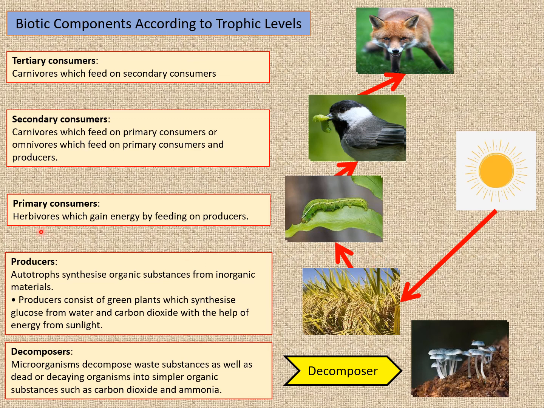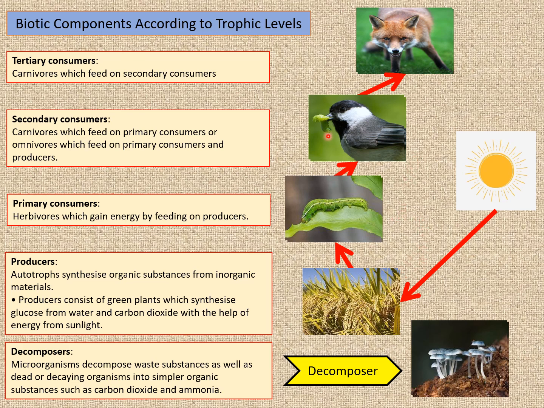The next one is primary consumer. Example here is caterpillar. Herbivore which gains energy by feeding on producer. The next one is secondary consumer. Carnivore which feeds on primary consumer, or omnivore which feeds on primary consumer and producer. Okay, omnivore can feed on primary consumer and producer.